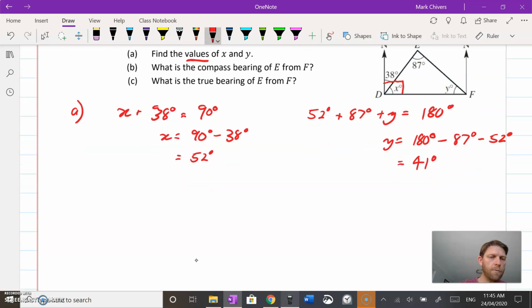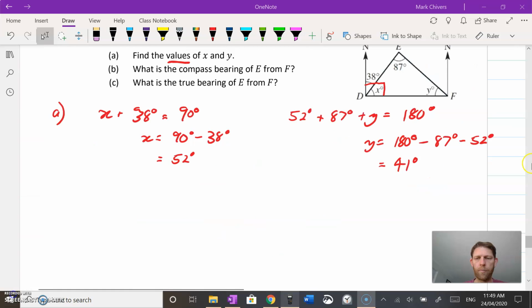And for B, we're given what is the compass bearing of E from F. I'm sorry if I repeated myself there. I had to cut out what I've done. I made a little bit of an error.